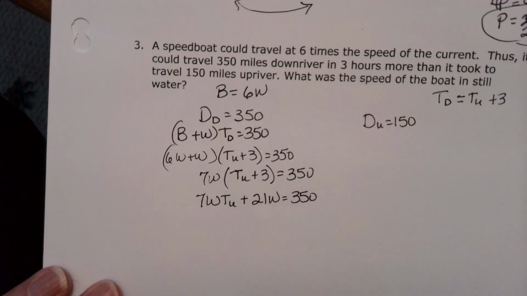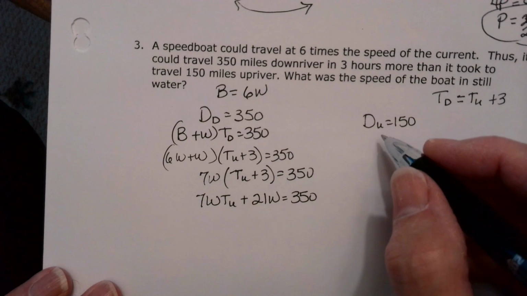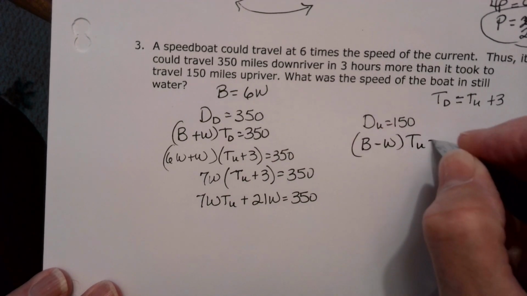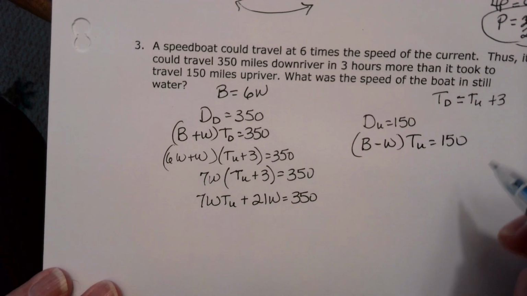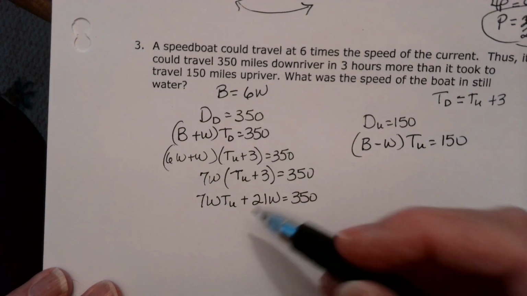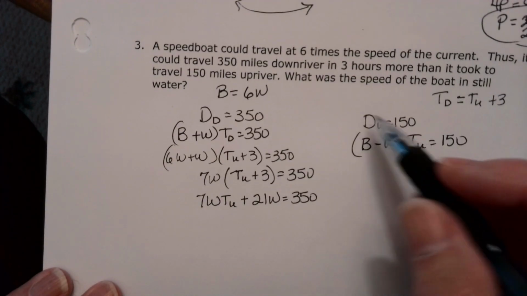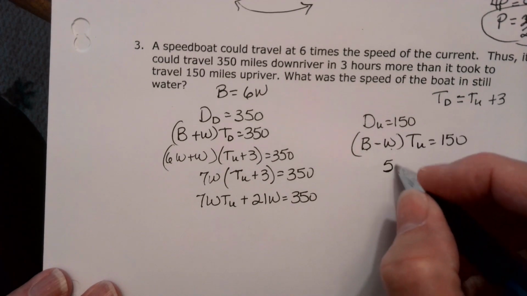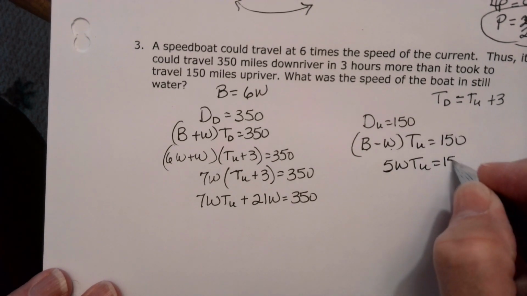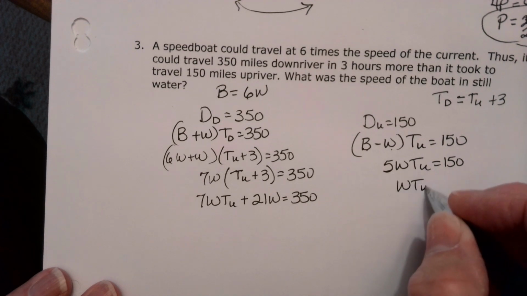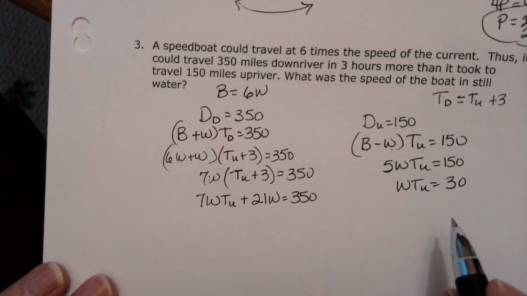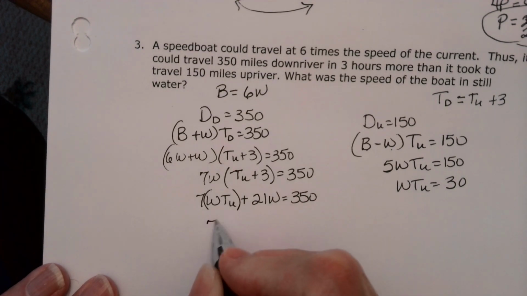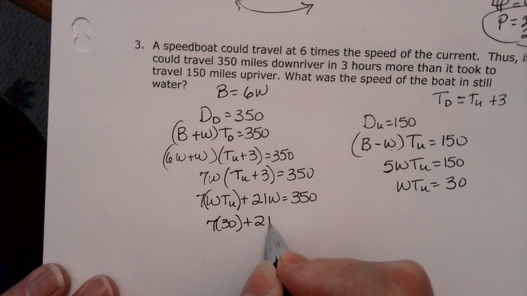Okay, now that's as far as we can go there, but we're going to go work on this one a little bit. Now, if we're going upstream, it's going to be the boat minus the water times the time up. Now, the time going upriver, we're just going to use T sub U because that's what we used over here. But we know boat speed is 6W, so if I put 6W right here and subtract W, I get 5W. Now, I can simplify that a little bit, and that's going to be 30. Now, the cool thing about that is that's what W times T sub U is, which is what that right here is. So I can put that right here, just use substitution.